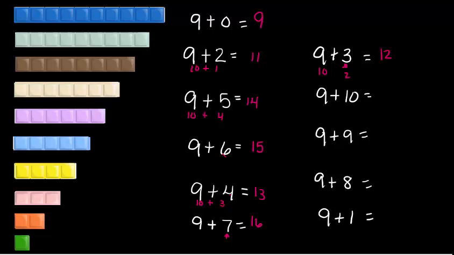9 plus 10, 19. 9 plus 9, this will go down 1, so this is 18. 9 plus 8, this will go down 1, so this is the same as 17. 9 plus 1 is 10.